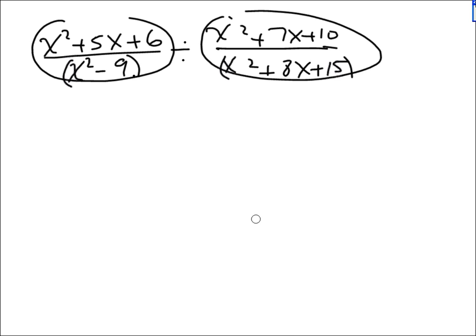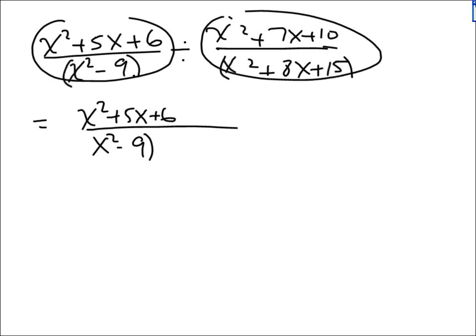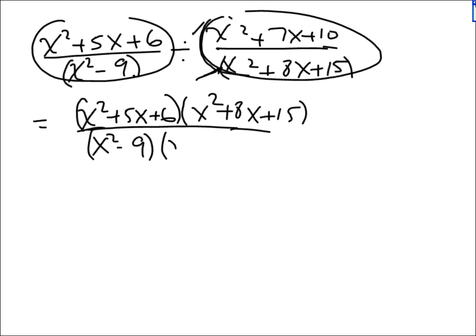Okay, so let's rewrite the problem on top as a multiplication problem, and then we'll continue. So the x squared plus 5x plus 6 over x squared minus 9 stays the same. The bottom, what we're dividing by, the second fraction, gets flipped: x squared plus 8x plus 15 goes on top, and x squared plus 7x plus 10 goes on the bottom. Notice I never even put a times symbol, because when you multiply anyway, they're just going to get next to one another.